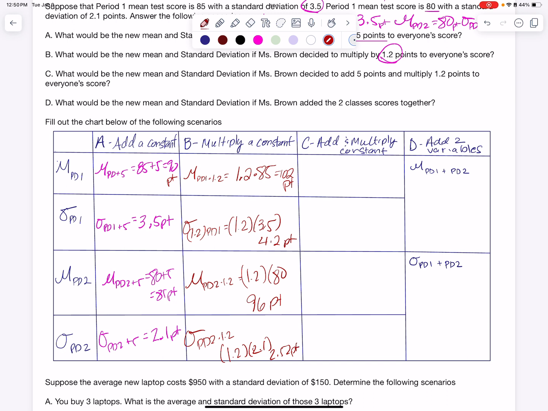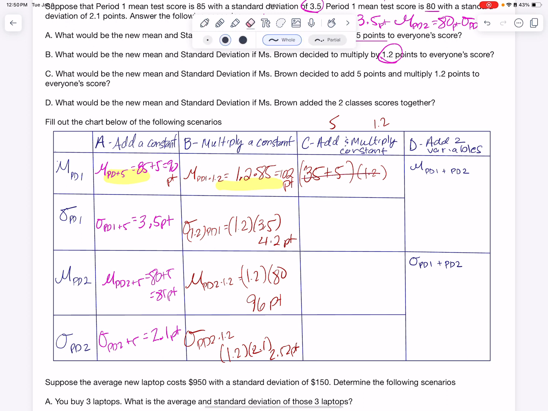Okay, the next one says, let's add 5 and multiply by 1.2. So if you notice on the mean, I added and I multiplied, so that's exactly what's going to happen. I'm going to get 85, and I'm going to add 5 points, and then I'm going to multiply by 1.2. The first thing I'm going to do, because it says let's add first, is 85 plus 5, and then I'm going to multiply by 1.2, because that's the order it told me to do it in. So 85 plus 5, and then times 1.2, and that gets 108.